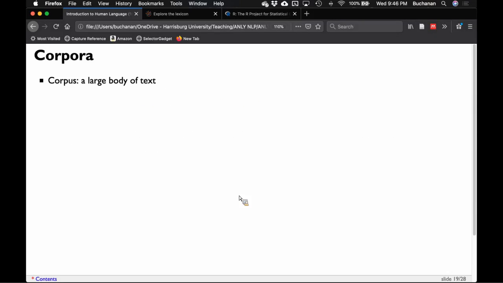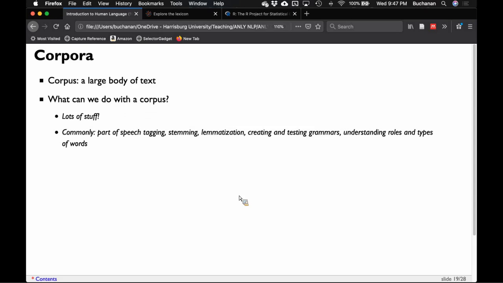Okay, so a corpus is a very large body of text or a lot of data on text. And so we can do an amazing amount of things with a corpus. So towards the end of the semester we're going to use a lot of corpora. At the beginning of the semester, more structured data sets, but that are built from a corpus. Okay. So generally corpora are used to build part of speech taggers, which are very important for a lot of other tasks. Stemming, lemmatization, which is where you're breaking down words into their roots.